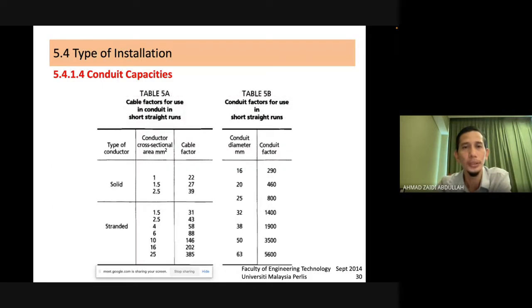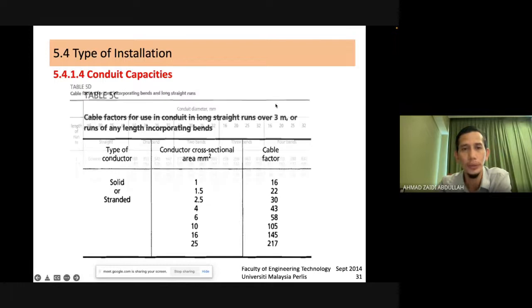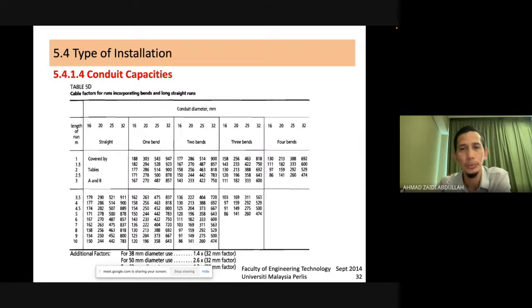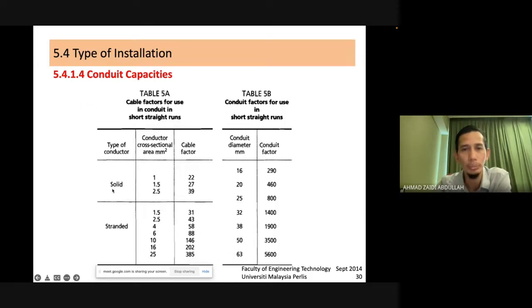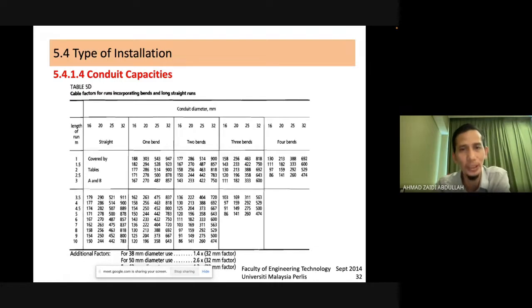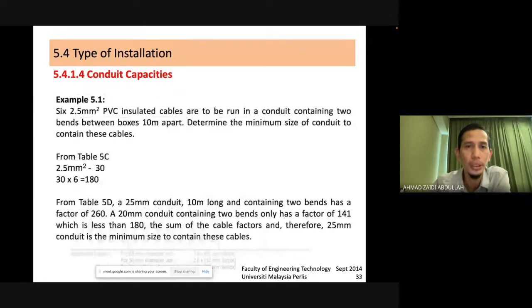And then this is the sample of the table. This is table 4A, 5A, 5B, 5C dan juga 5D. Based on that, normally we use 5D. So okay, we try one example in order to make it easy to understand how to determine the size of the conduit. Let's say we have six 2.5 mm PVC insulated cables.